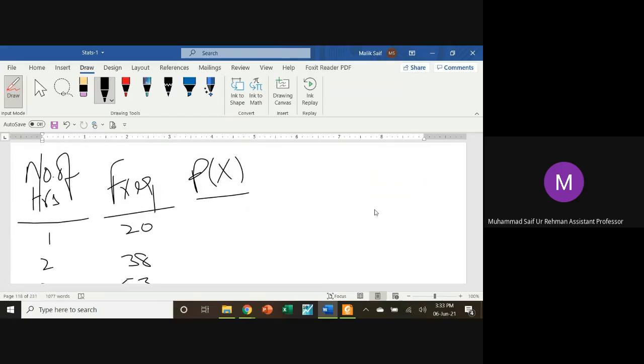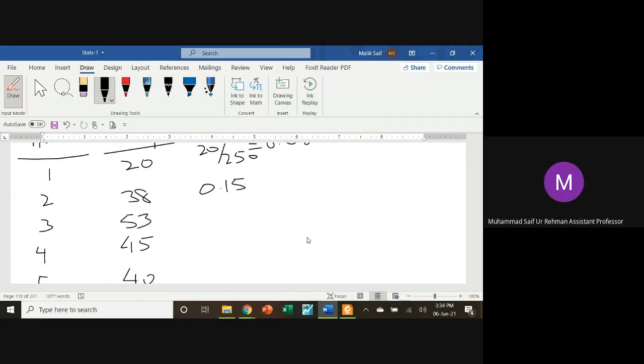What is 20 divided by 250? The total is 250, and the share of the first is 20, so it is 0.08. Similarly, for the second, 38 divided by 250 is 0.152. Then 53 divided by 250 is 0.212.